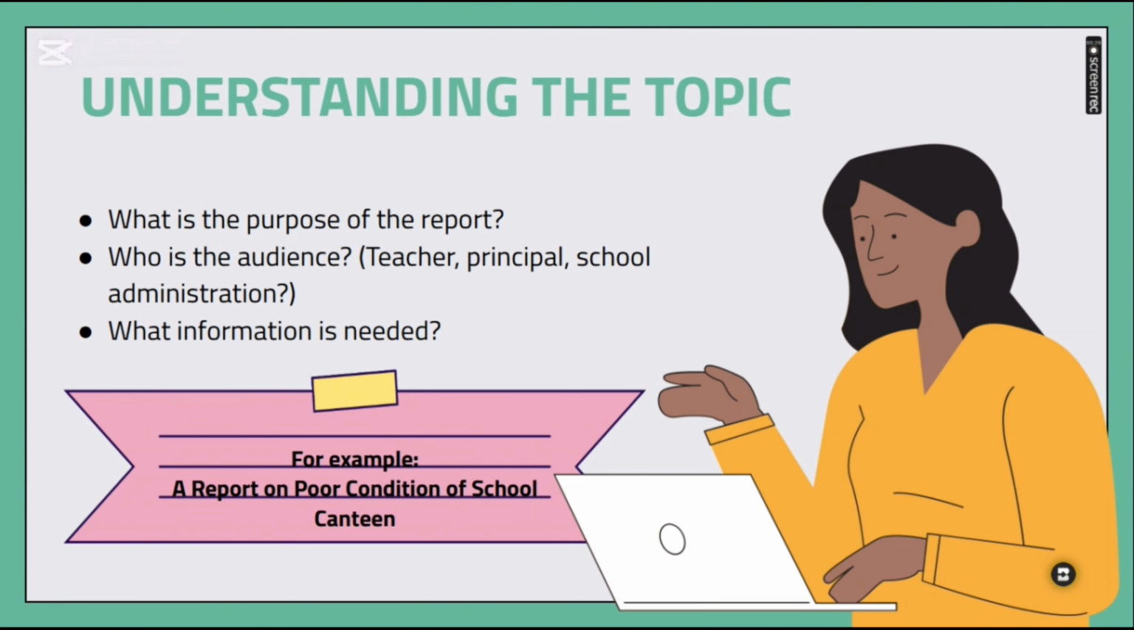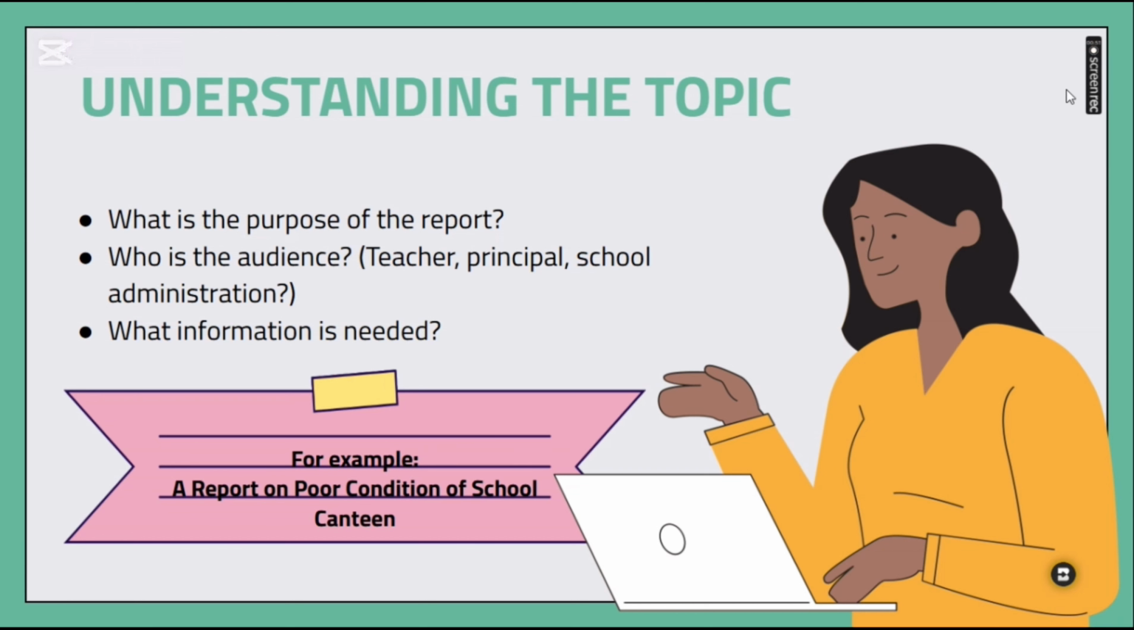First of all, you have to ask yourself three important questions. Number one, what is the purpose of the report? Who is the audience? Are you writing for a teacher, principal, school administration, or is it a business report? What information is needed? What information is actually required to write a report?